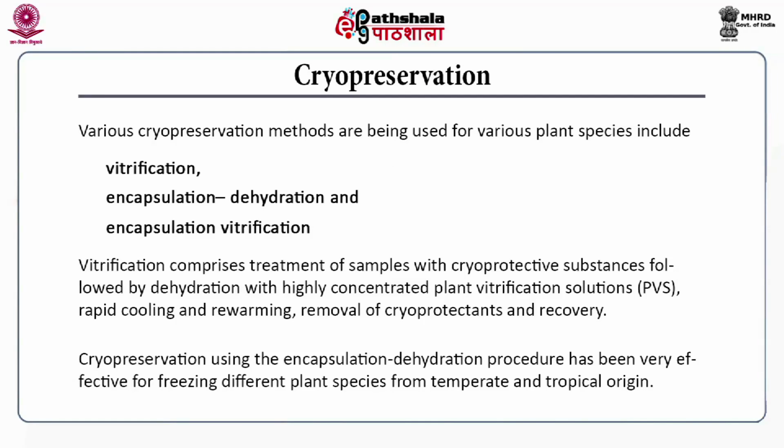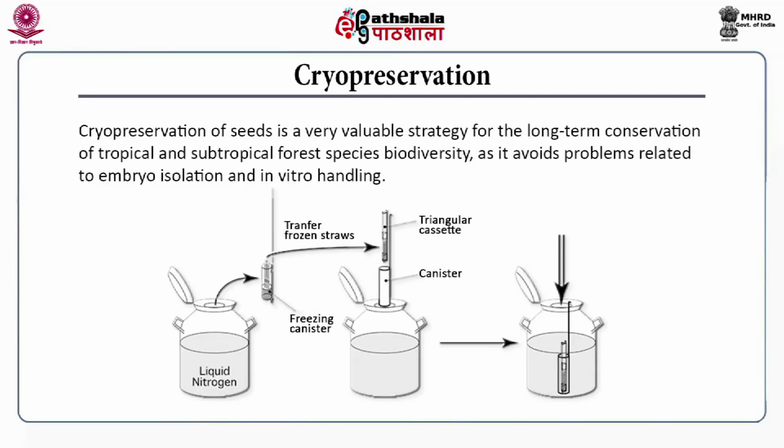Cryopreservation using the encapsulation dehydration procedure has been very effective for freezing different plant species from temperate and tropical origins. Cryopreservation of seeds is a very valuable strategy for the long term conservation of tropical and subtropical forest species biodiversity, as it avoids problems related to embryo isolation and in vitro handling. In this picture, you will see a cryogenic tank of liquid nitrogen, and how the material is preserved in the cryogenic liquid nitrogen tank.